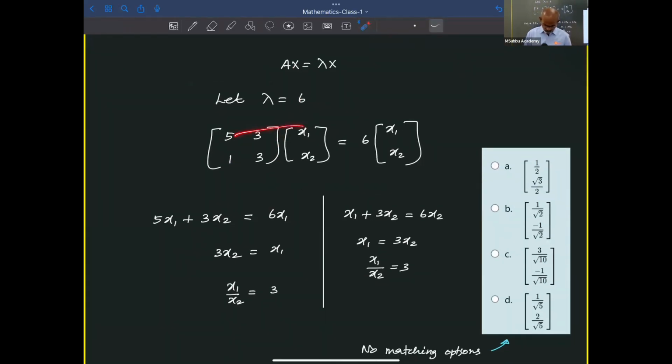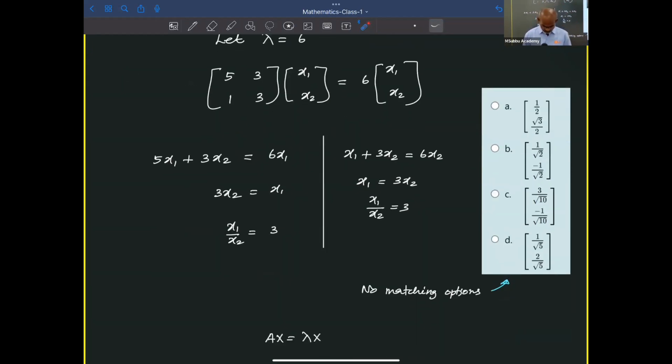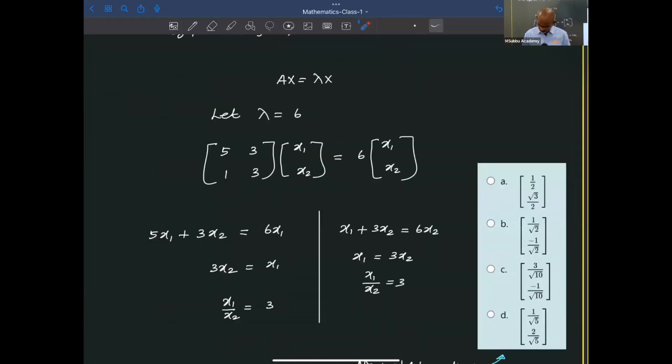So from this, there are two rows, so you can write these two equations, which is, say, 5 into x1 plus 3 into x2 equal to 6 into x1. Maybe you can also use the other row and get another equation. Both will give the same thing. So what we are getting is x1 by x2, always the relation between the variables. So x1 by x2 is 3. So this is x1 and this is x2. Now you have to look for the matching options. So this one divided by this, if it is matching to 3, then here we have the eigenvector. Of course, for this we don't have any matching eigenvectors.